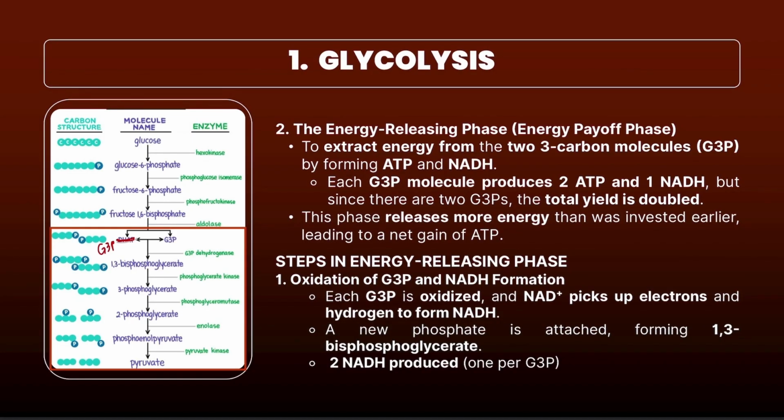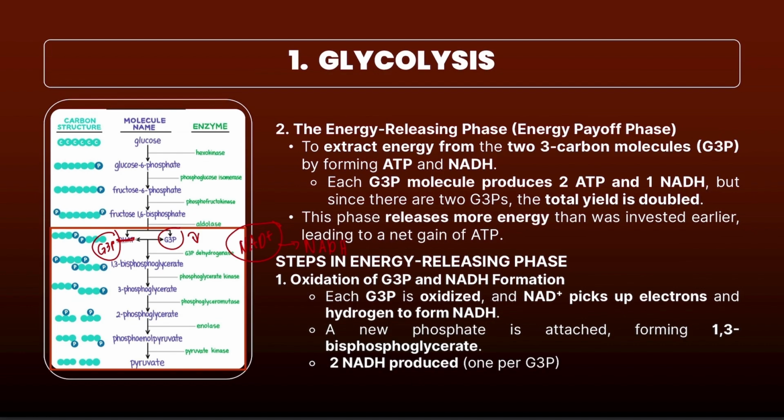So, as the G3P is oxidized here, the NAD will accept electrons, and not only the electrons, but also hydrogen ions, okay? Again, as the G3P is oxidized here, the NAD will accept electrons and hydrogen ions in order to form the NADH.